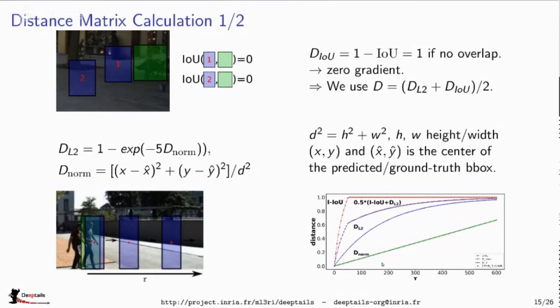So we add an exponential term to rescale this green curve and make the difference between the L2 distance and 1 minus IOU smaller. As we can see, the rescaled L2 loss is closer to 1 minus IOU. And we just calculate the mean of these two distances as the final distance for calculating the distance matrix.